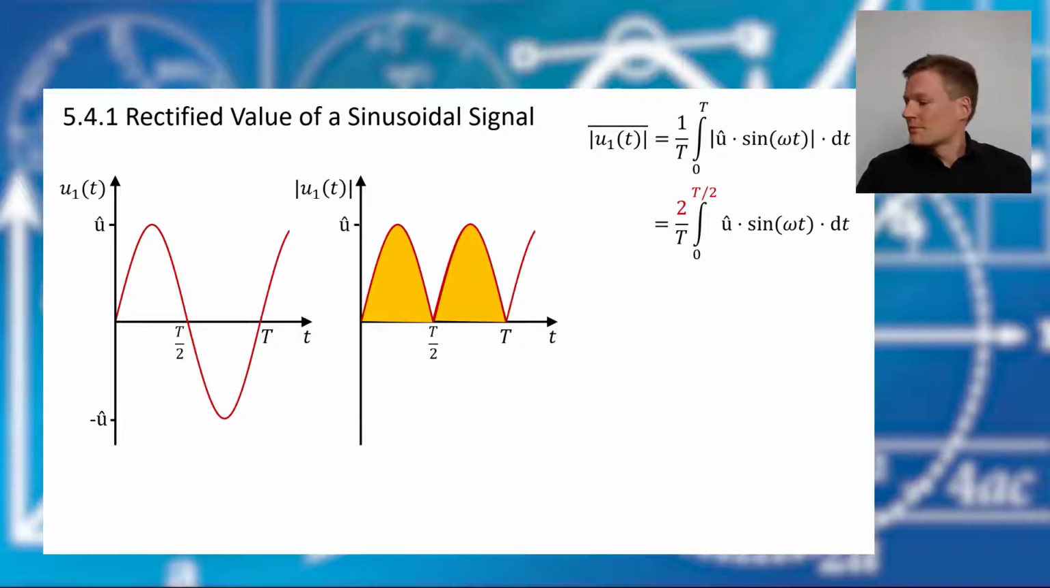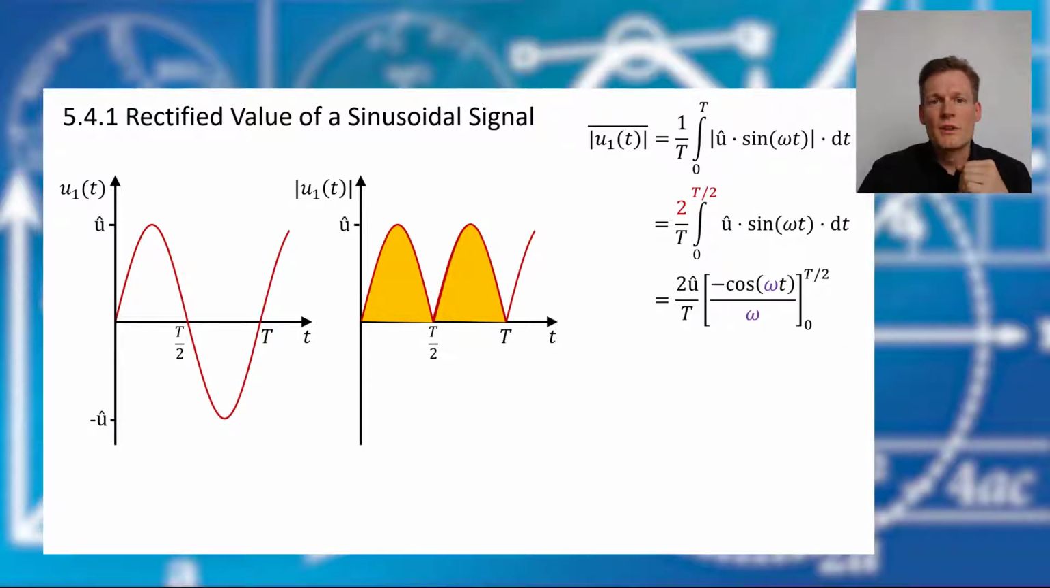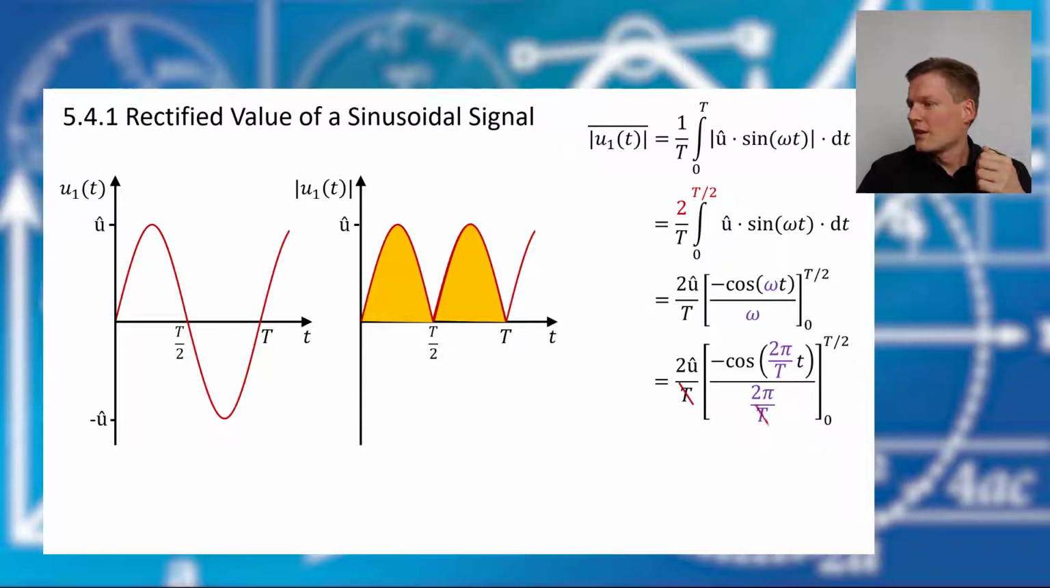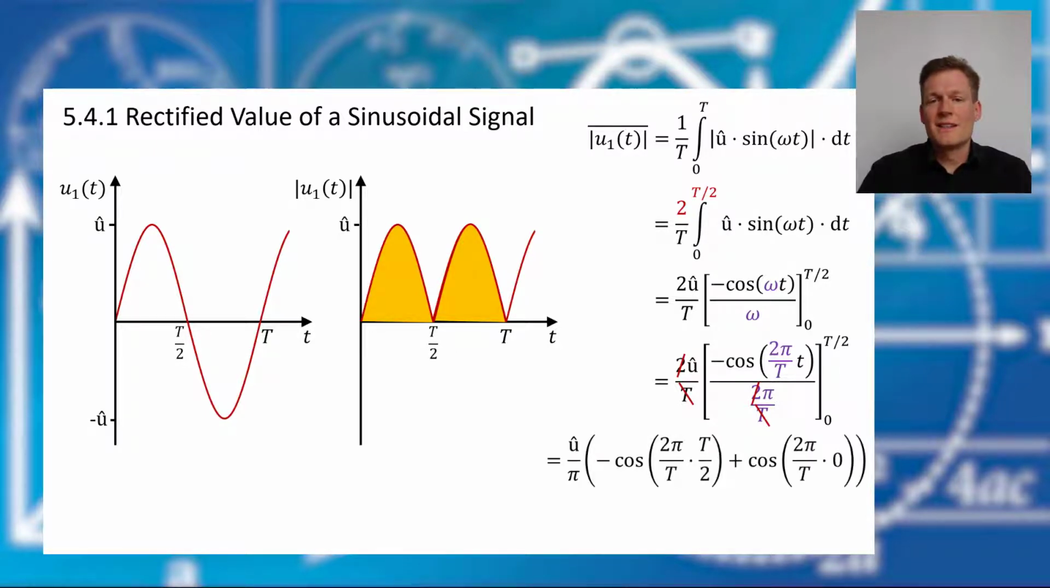Okay, we can take the primitive of sine of omega t, and we can replace the omegas with 2 pi divided by the period time. And now it's quite cool. You see, we get rid of these t's and we get rid of these 2's. And now we can put in the borders, and this leads to this expression.